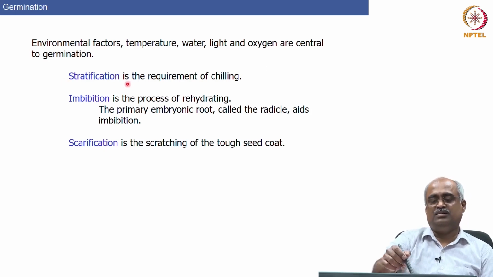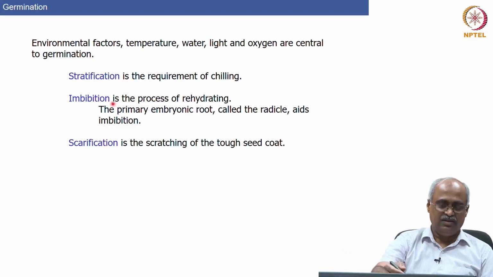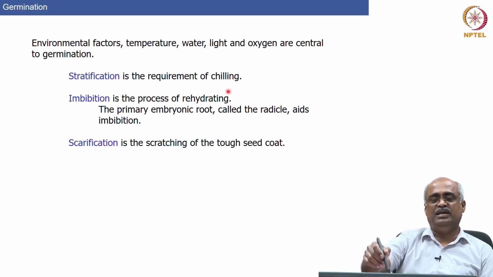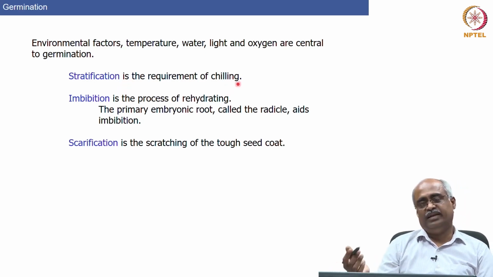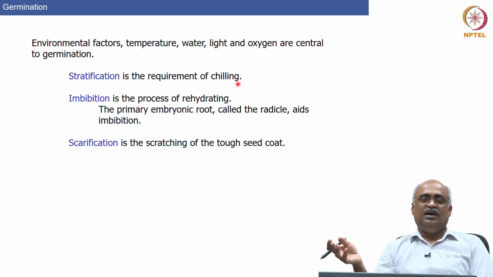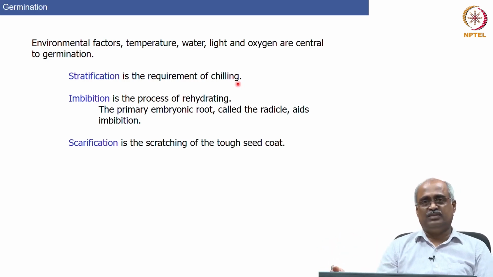One is stratification, or another word for a similar thing is vernalization. At a different stage of development we use the word vernalization, but here for germination we use the word stratification, which is nothing but having experienced the winter. That is, the seed needs to necessarily be at a colder temperature for a certain period of time to be able to germinate. That sort of indicates that the seed experienced winter. Now the winter is over and the spring is coming, so therefore it is an appropriate time to initiate germination.